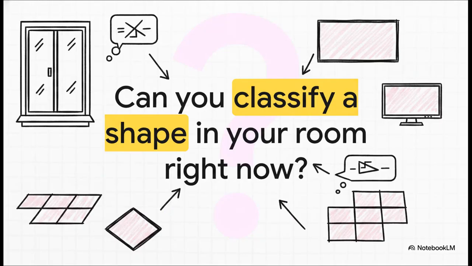And that actually brings us to the end of our explainer today. But before you go, I want to leave you with a bit of a challenge. Look around at a shape in your room right now. Maybe it's a window, a computer screen, maybe a floor tile. Can you classify exactly what type of quadrilateral it is? And can you instantly state all of its hidden properties purely from memory? Apply this taxonomy to the real world, and I promise you'll never look at shapes the exact same way again.